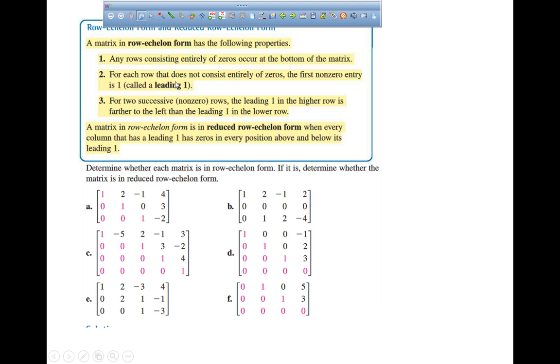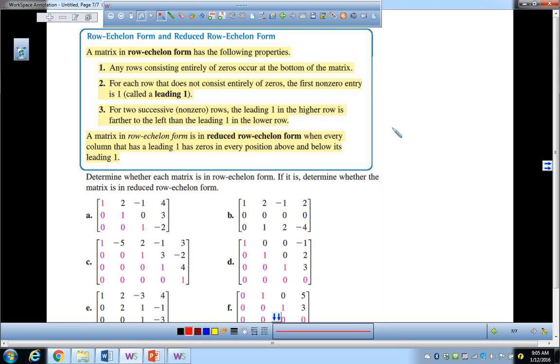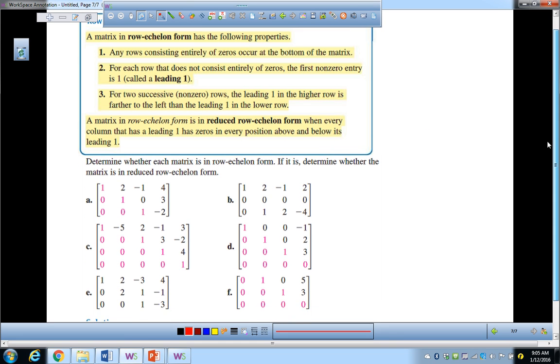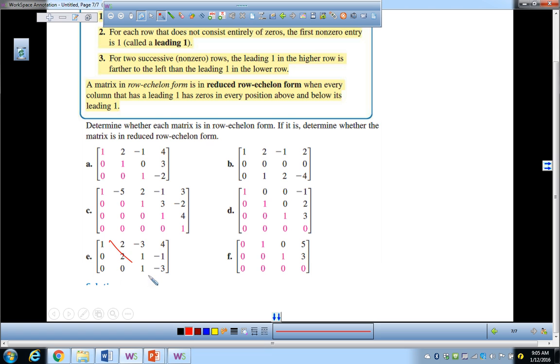For each row that does not consist entirely of zeros, the first non-zero entry is called a leading one, okay? So here's a leading one, here's a leading one, here's a leading one, here's a leading one. Does this row have a leading one? No. So they're asking you which ones are in row echelon form. This one right here doesn't have a leading one, so it's not in row echelon form, right?